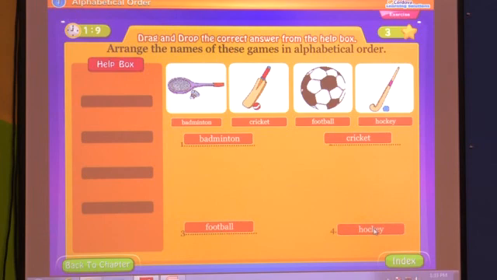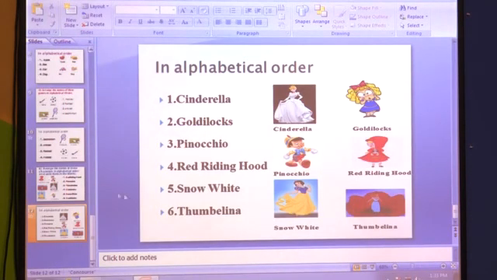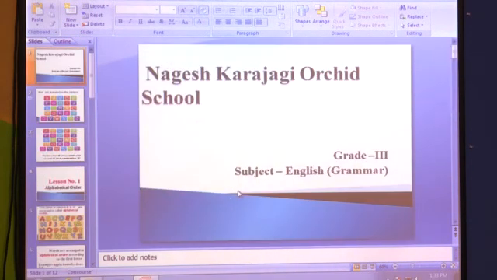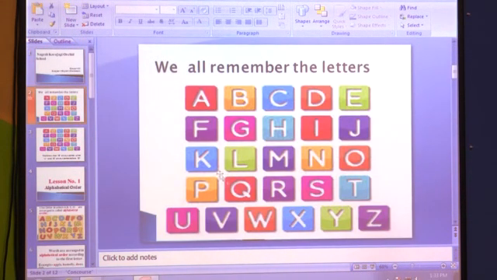These are the letters we have arranged in the alphabetical order. The names of the games we have arranged in the alphabetical order. Now students, this is our first lesson that we have seen. First we have seen letters.